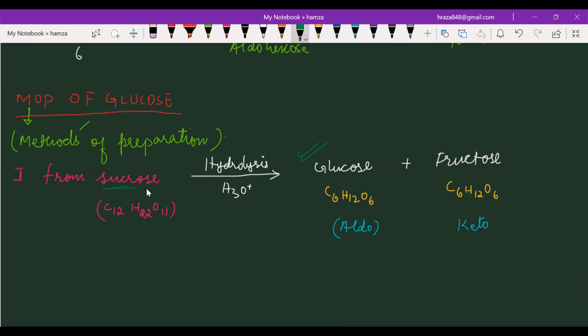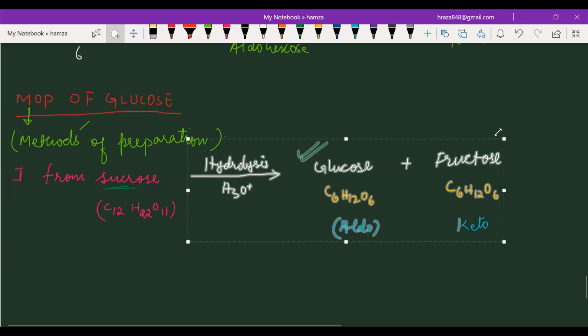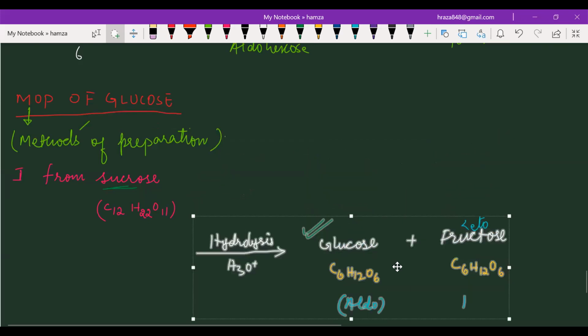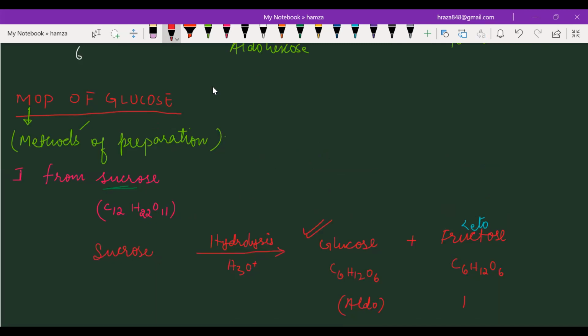So sucrose is, oh wait a minute. I just wrote the reaction in the wrong way. Just wait a minute, please. Let me correct this. Okay. Now this is our sucrose, and sucrose has the chemical formula C12H22O11. When you hydrolyze it, it will be converted into glucose and fructose. This is aldo, and here it is keto. Please write it and let me know.